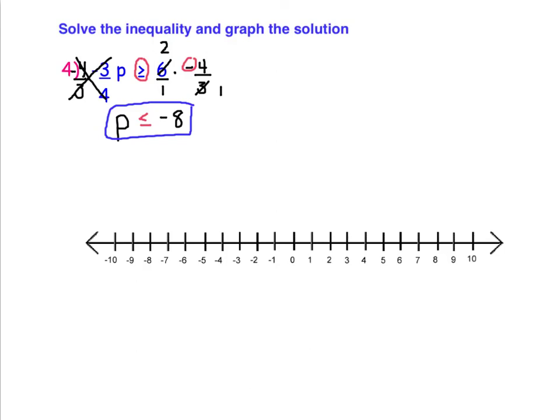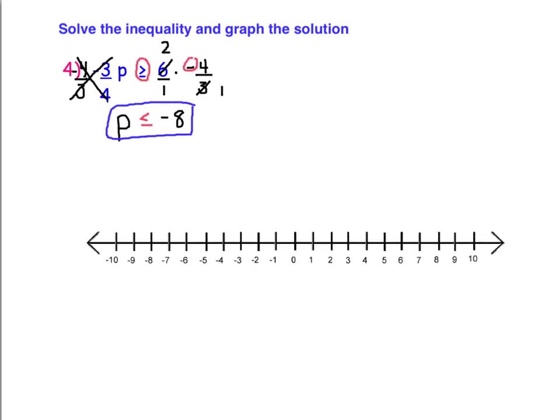So to graph my solution, I will draw a closed circle at negative 8 because it's less than or equal to. And since I'm going less than, I'm going to shade to the left and color in the arrow over here.